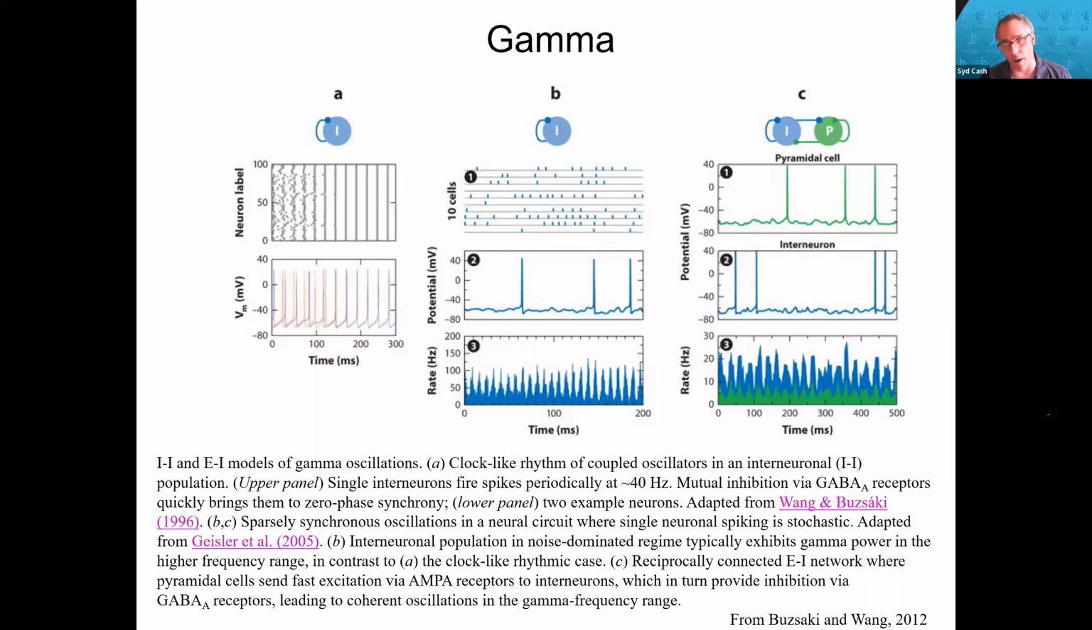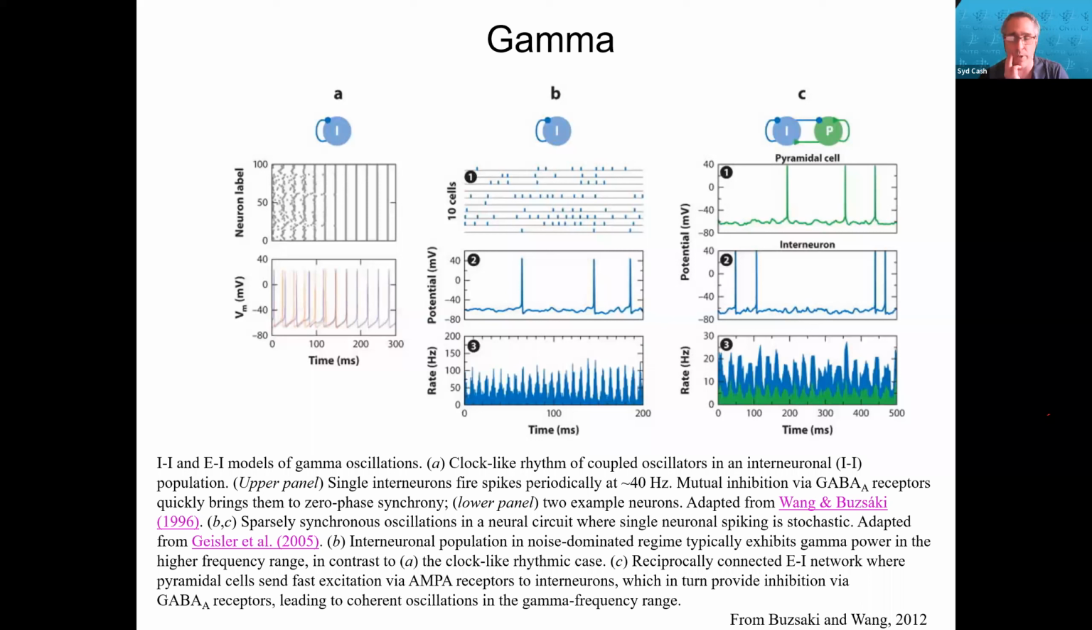There are a number of models of what generates the gamma. This is taken from a review that Buzsaki and Wang wrote in 2012. Buzsaki is an important person to mention because he's done really seminal work all over the field of these oscillations. If you're really interested in these questions, he has a wonderful book out, Rhythms of the Brain, that I highly recommend. It's very readable and goes through a lot of these different ideas in much more depth than I'm doing here.